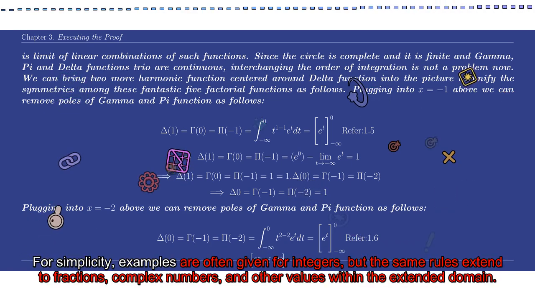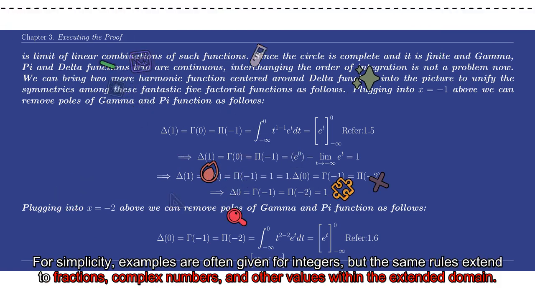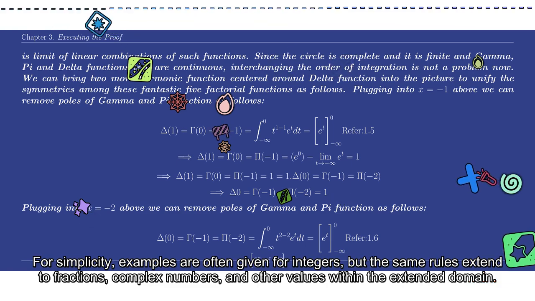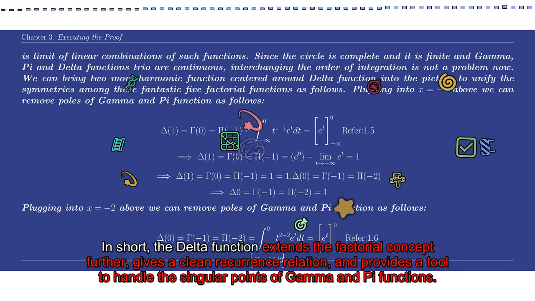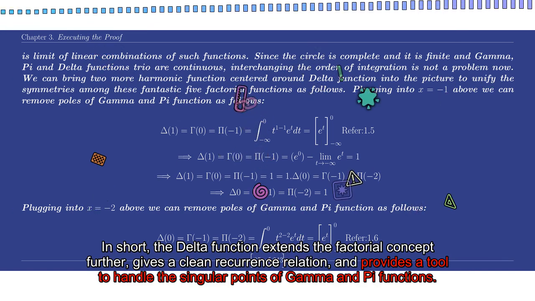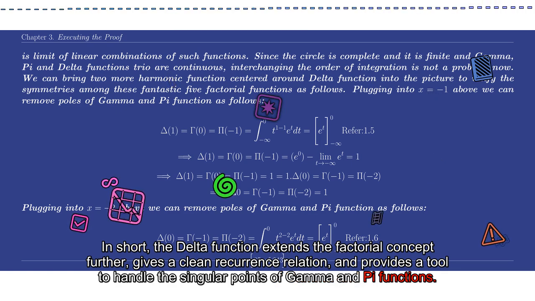For simplicity, examples are often given for integers, but the same rules extend to fractions, complex numbers, and other values within an extended domain. In short, the delta function extends the factorial concept further, gives a clean recurrence relation, and provides a tool to handle the singular points of gamma and pi functions.